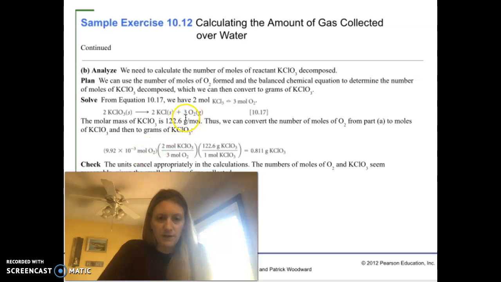We use our molar ratios of 3 moles of oxygen to 2 moles of KClO3. So 3 moles oxygen, 2 moles KClO3, because that's what we're looking for, so it goes on top. Oxygen goes on the bottom to cancel out with this oxygen. And then this would be canceling out the moles of KClO3, so you get the molar mass of KClO3 on top here. Multiply everything first, then divide, giving us a total of 0.811 grams KClO3.